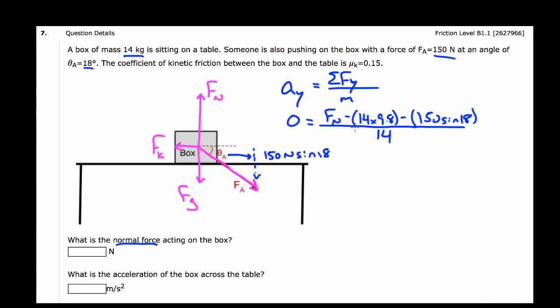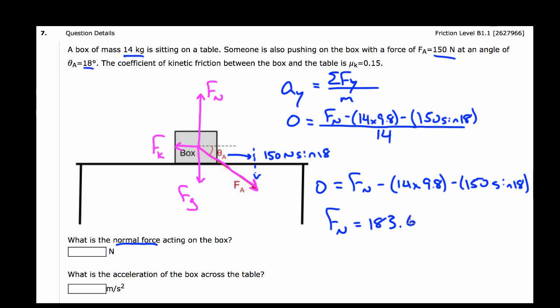All right, now we solve for Fn. Multiply both sides, we still get 0 on the left. And then if you move everything over, do the algebra carefully, solve for Fn, you get 183.6 newtons is the normal force. So that's what this normal force is, 183.6. What's the acceleration of the box? Well, it's not accelerating vertically.